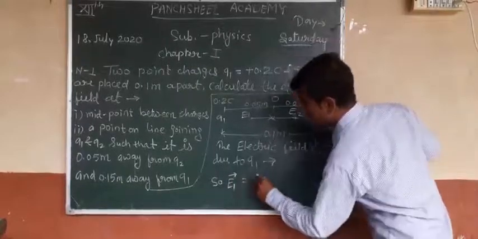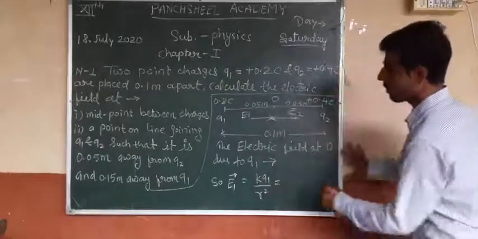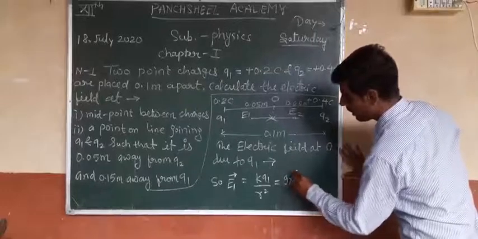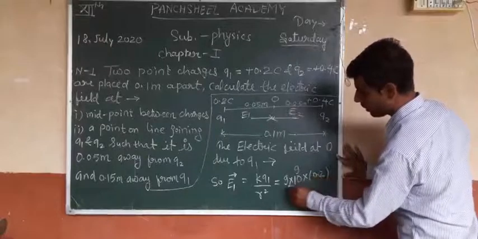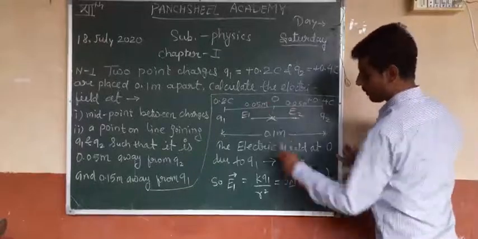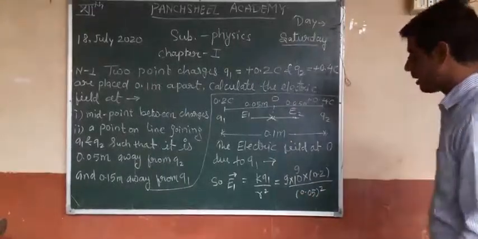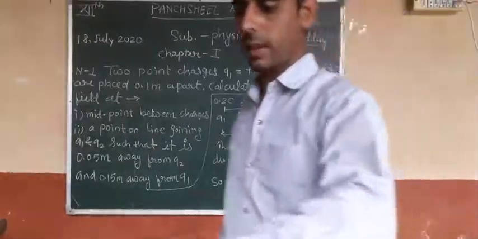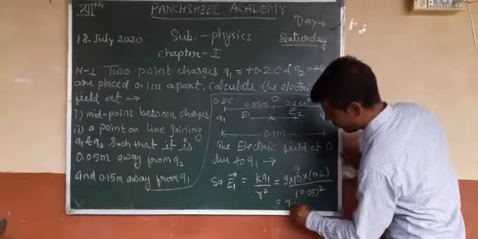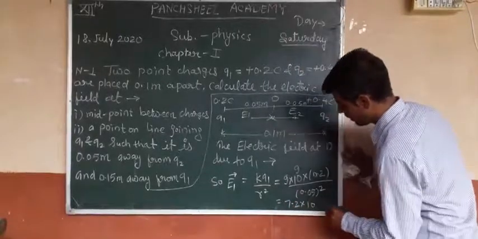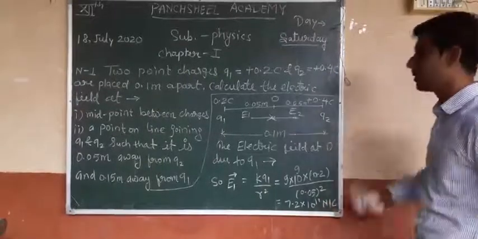Equal to K Q1 by R square. And what is the value of Q1? Directly you take 9 into 10 to the power 9 into Q1 is 0.2 upon R square. R is the separation, that is 0.05 meter square. Okay. Now if you solve this, then you will get the answer 7.2 into 10 to the power 11 Newton per coulomb.